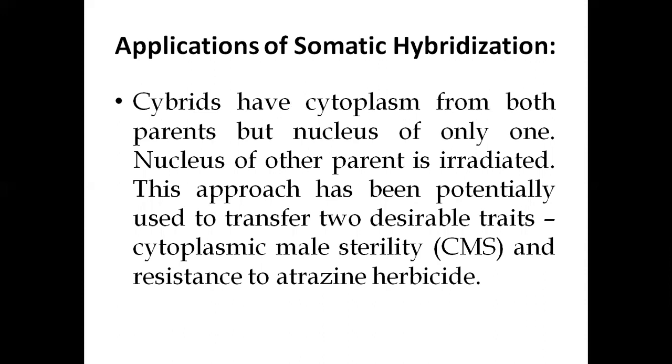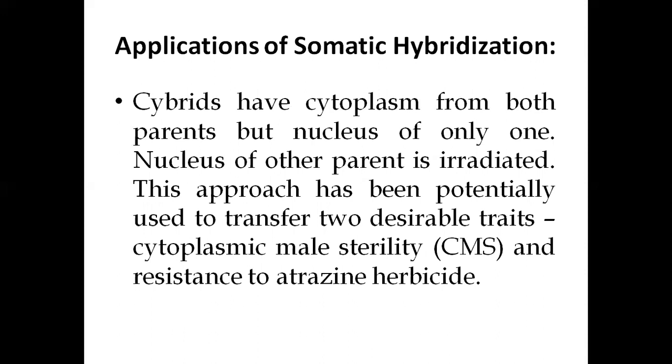We learned about the symmetric hybrid, but when asymmetric hybrid formation takes place, they will have the nucleus of one parent and the cytoplasm of the two parents, or else they may have the cytoplasm of one parent and the nuclear component of the two parents. Such type of hybrids are called the asymmetric hybrids.